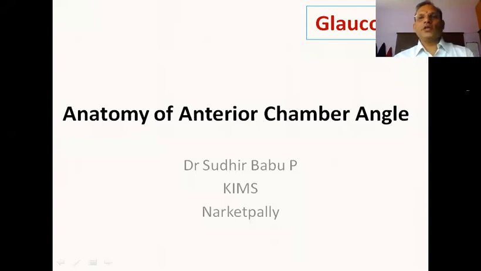Today we are starting a new chapter on glaucoma. Before we step into glaucoma proper, we need to know the basics of the anatomy of the anterior chamber angle, which is the main seat for glaucoma.